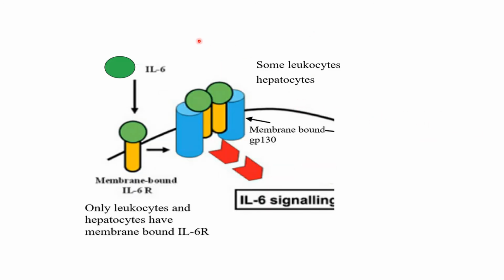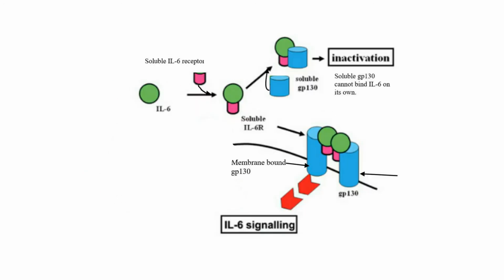So there's just a reminder of the leukocytes and hepatocytes having this arrangement, and all cells having this arrangement, with the soluble GP130 able to take away the complex. Notice that soluble GP130 cannot bind the free interleukin. It can only bind the receptor bound interleukin.